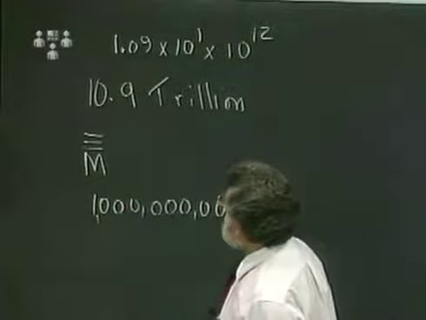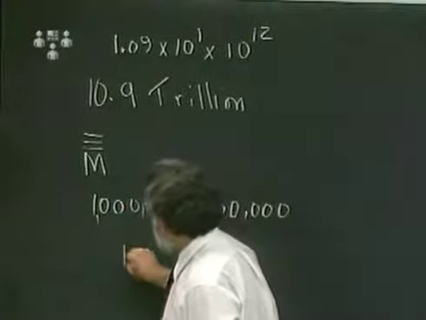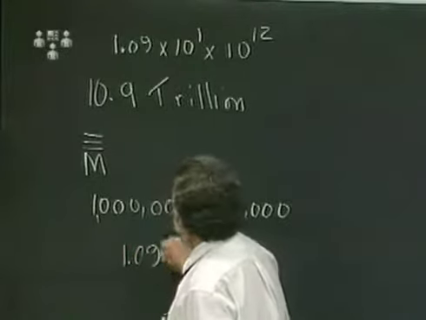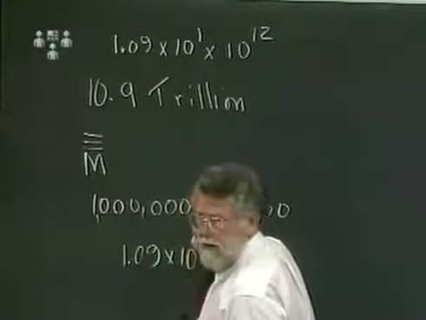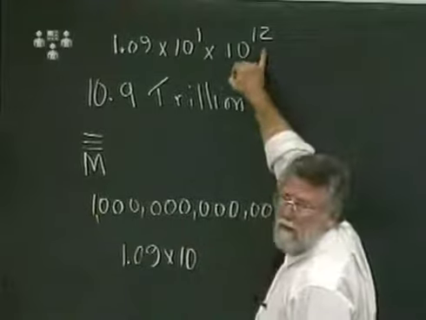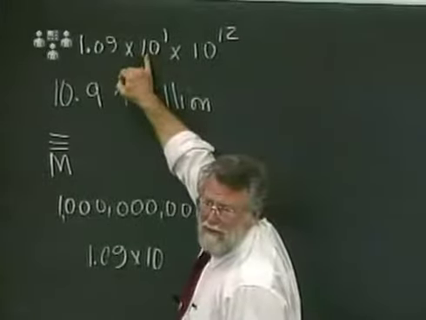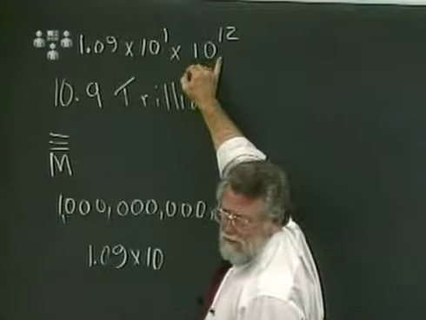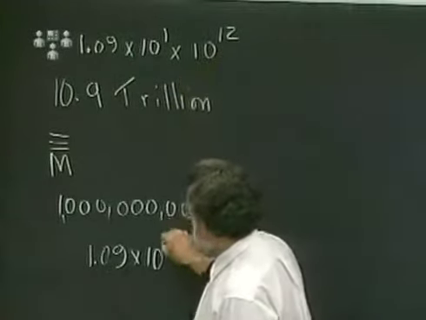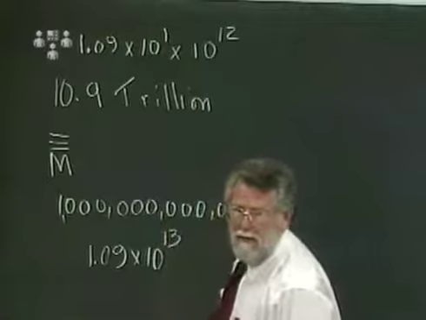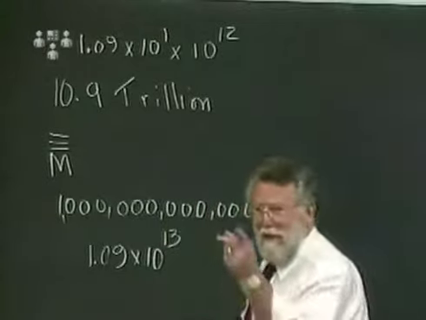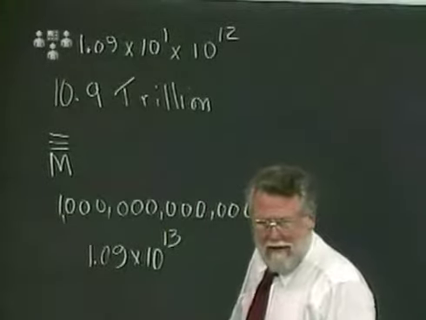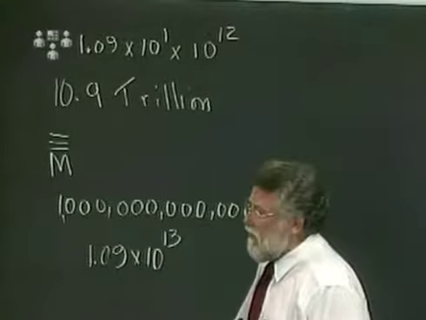So what's your answer? 1.09 times 10 to the... add the exponents. 10 to the first times 10 to the 12th, add the exponents, so 10 to the 13th. Agreed? When you multiply the bases, you add the exponents. That is our national debt as of March.